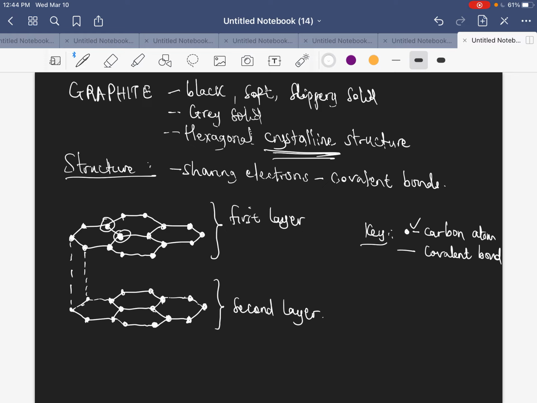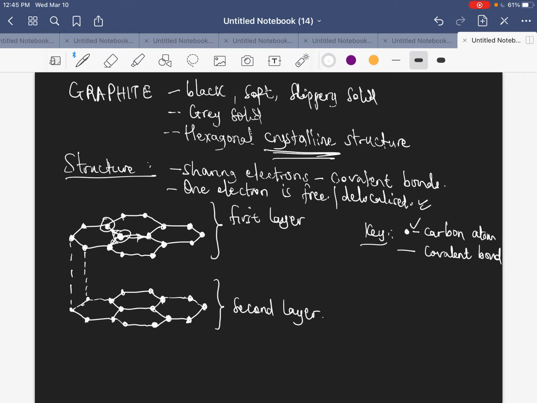Now, each carbon atom is surrounded by 3 other carbon atoms. 1, 2, 3. So other 3 carbon atoms will pair with the 3 carbon atoms from the central atom. That means that each carbon atom has 1 electron that is free, that is not paired with anything else, like any other electron from the neighboring carbon atoms. So 1 electron is free or delocalized.